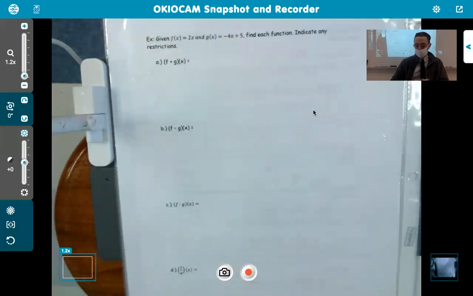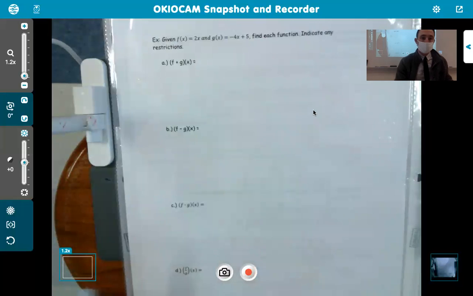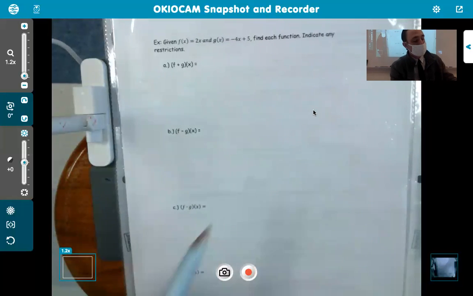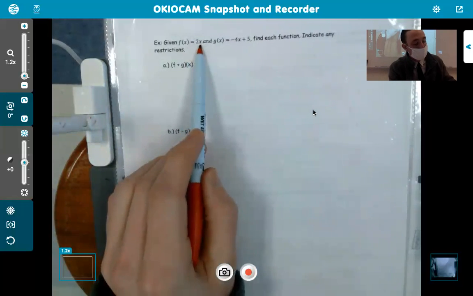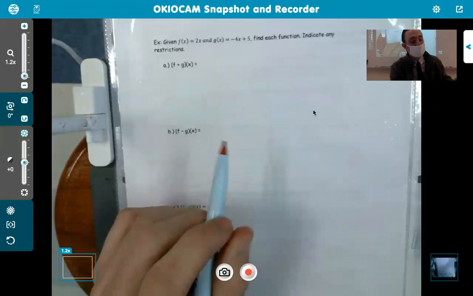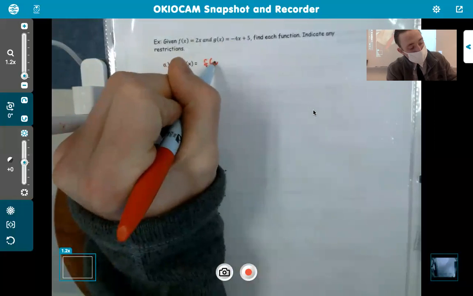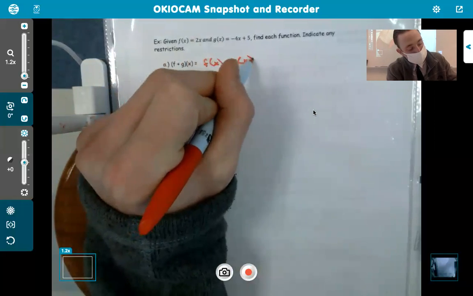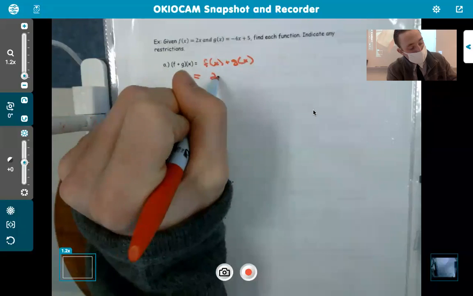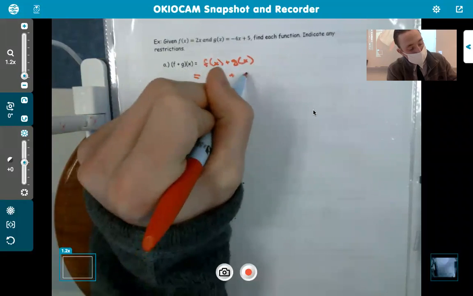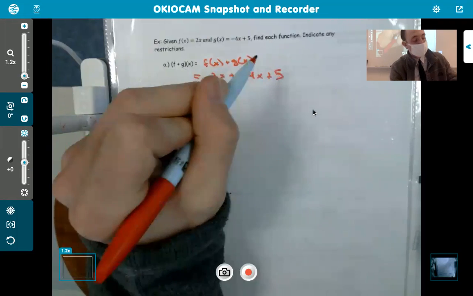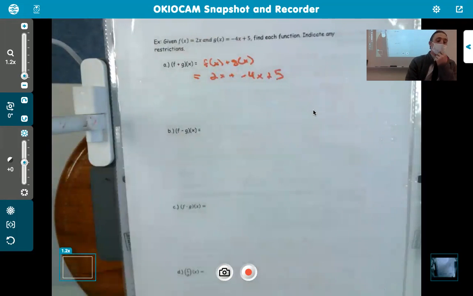All right. Let's go over each of these. So I have f plus g of x. My function f of x is 2x, g of x is negative 4x plus 5. All right. So I know this is f of x plus g of x. So 2x plus the negative 4x plus 5. Or you can just say 2x minus 4x plus 5.